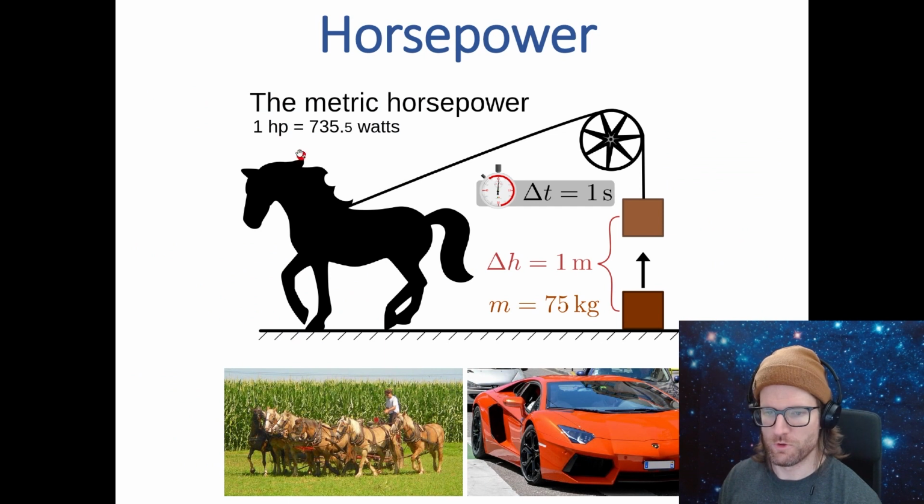Okay, horsepower. There's a metric horsepower, 735.5 watts. It's the amount of power it takes to lift 75 kilograms against gravity 1 meter in 1 second.